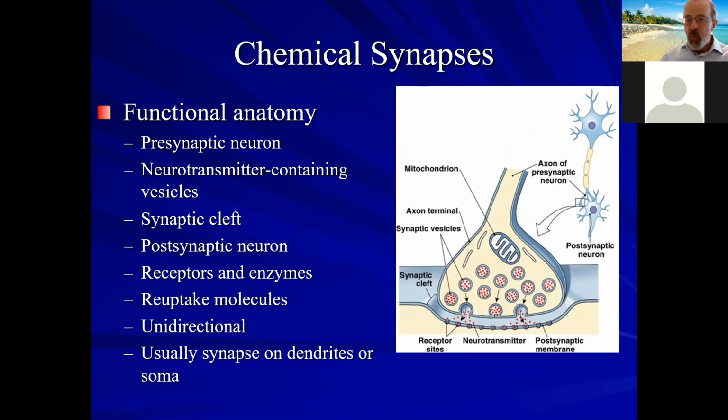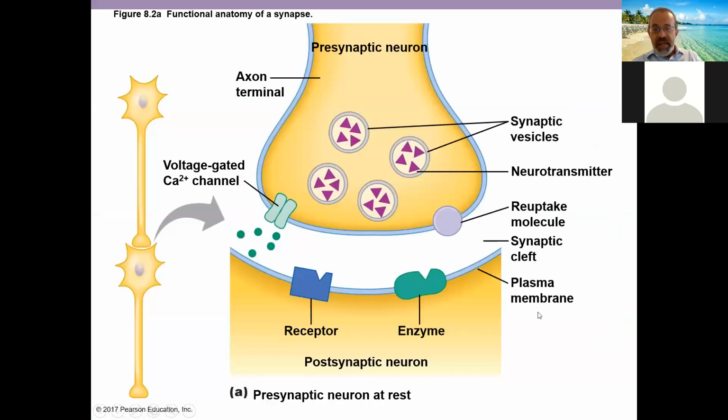So what is present at a typical chemical synapse? What are the necessary ingredients that make up a synapse? Well, first of all, of course, we have the presynaptic neuron. This is really the source of the neurotransmitter. We have synaptic vesicles, right? We have this space, a synaptic cleft, and just for comparison, there is no synaptic cleft in an electrical synapse.